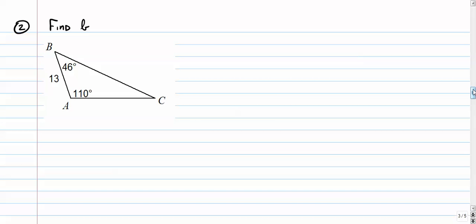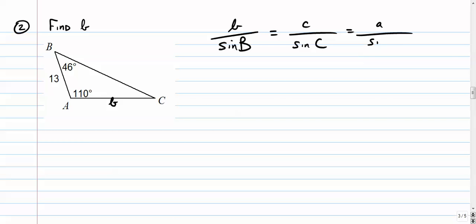Cool. Number 2. Find lowercase b. Lowercase b, of course, is across from capital B, so it's right here. So if I'm looking for lowercase b, I'm going to use the version of the law of sines that has the lowercase letters in the top. And I want to determine which fraction I don't need. So I definitely need the b fraction.